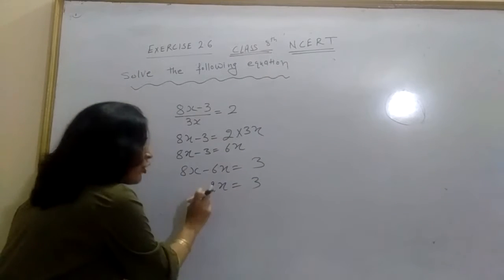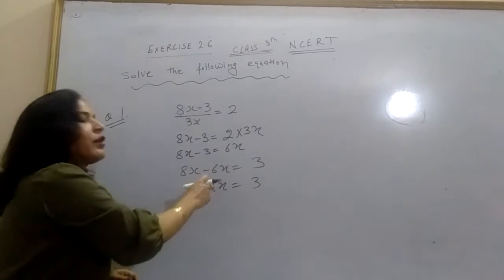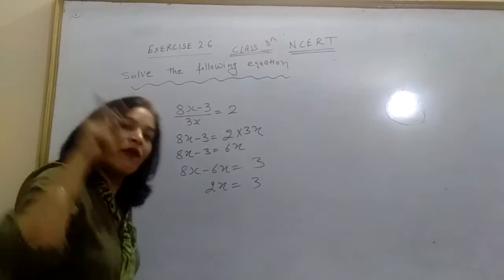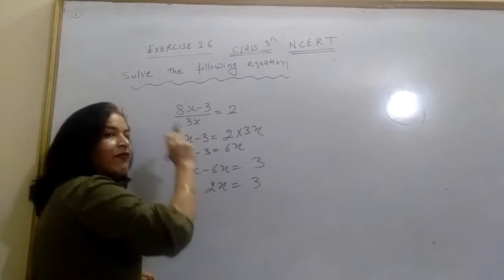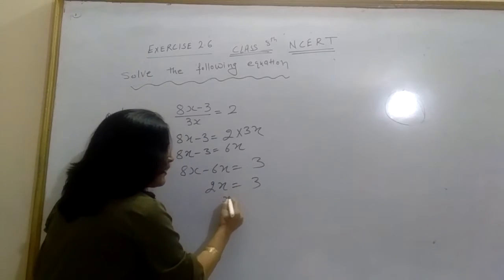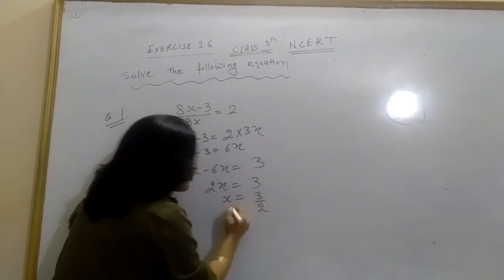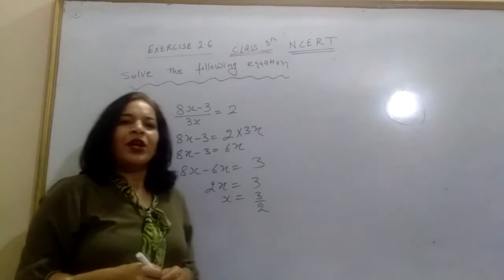Now we want to get rid of this 2 because solving the equation means we have to find the value of x. So this 2 is multiplying x here, but when we transpose it to the other side, it will divide 3. So x is equal to 3 by 2.